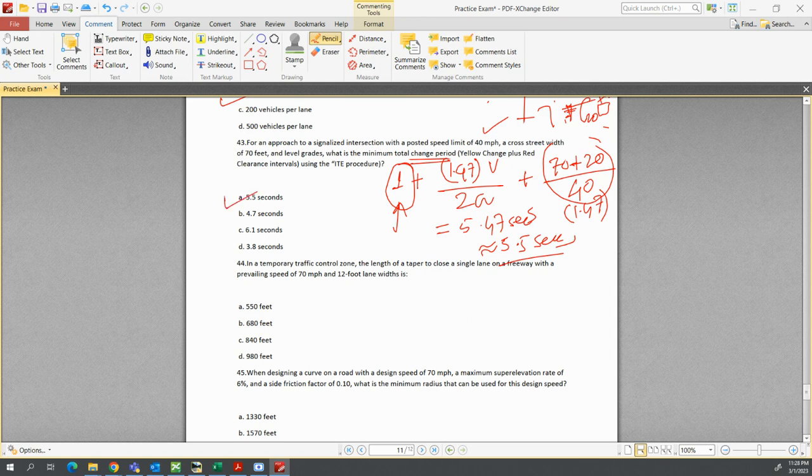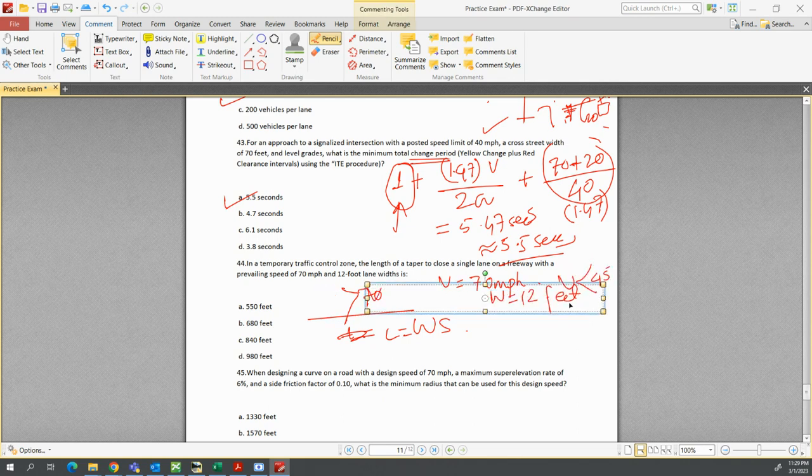The next is in a temporary traffic control zone, the length of the taper to close a single lane on a freeway with a prevailing speed of 70 miles per hour. Okay, 70 miles per hour and a 12-foot lane. So width is given as 12 feet. So since V is greater than 70, the taper length will be WS. And you have to remember, this is very important. If V is less than 45, basically V is from 40 and less, then the taper length will be WS squared by 60. But here you see V is 70.